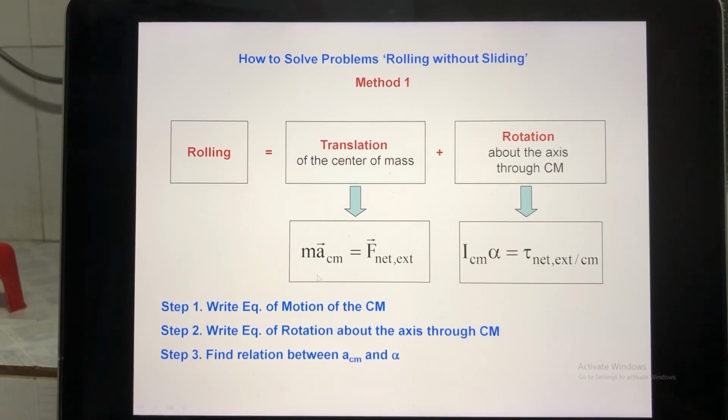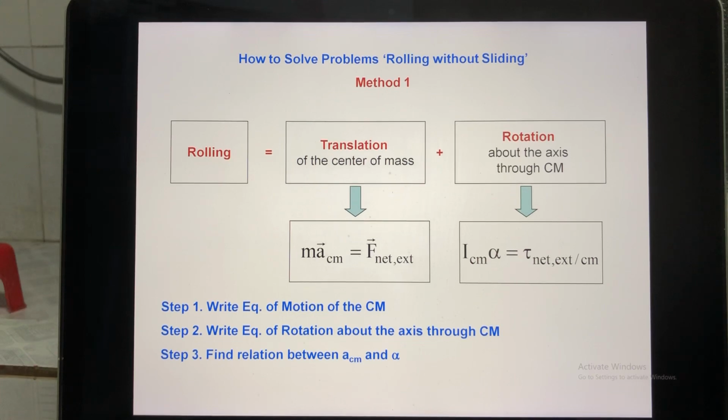The first one, you have to write the second law of Newton for the translation of the center of mass here. The second one, you have to write the equation of rotation of the particles with respect to the axis through the center of mass. So you write the equation of rotation like this. The last step, you have to remember the relation between the tangential acceleration, this acceleration, with the angular acceleration. You have to remember 3 steps like that.